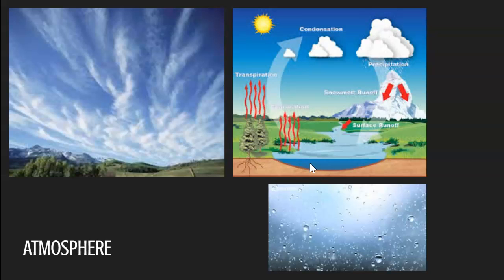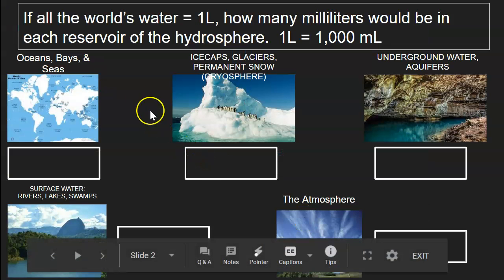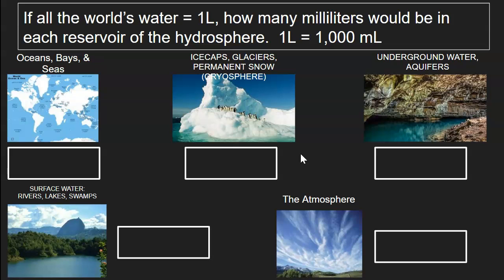Pretty incredible. So let me give you your instructions today and how you should be proceeding. We're going to pretend that all of the world's water is 1 liter, okay? 1 liter equals 1,000 milliliters. So your job is to use all the information you know, because you've been alive for years, and you've been paying attention, and you have thoughts. Use that information to make an educated guess as to how much each reservoir has of the world's total water. Again, we're pretending that all the world's water is 1 liter.